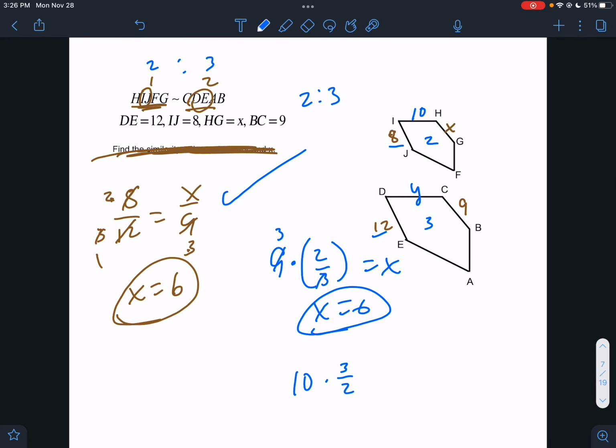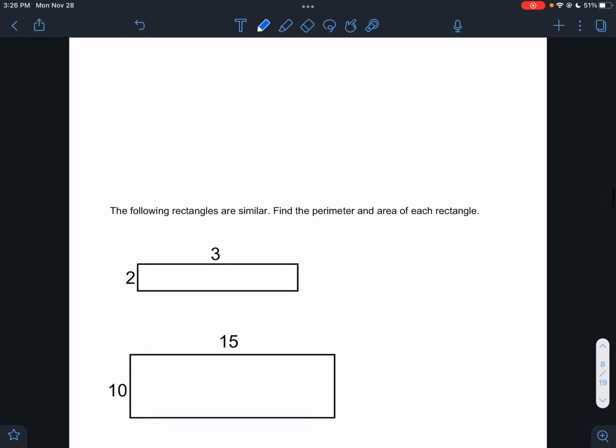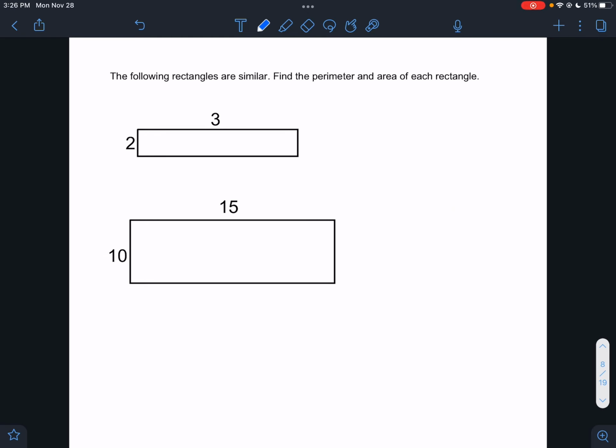Bottom line is you have to have ways to get x. And I know that you guys are going to figure that out. But we're moving on. The following rectangles are similar. Find the perimeter and area of each rectangle.